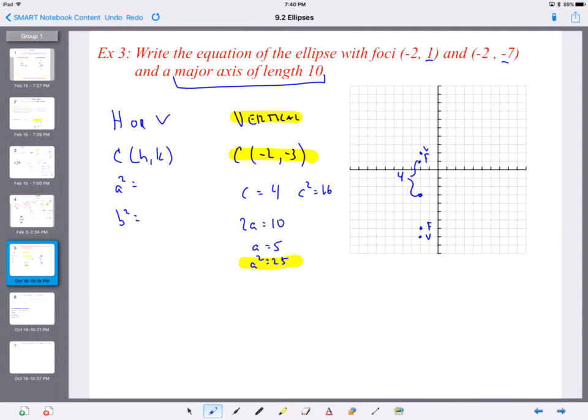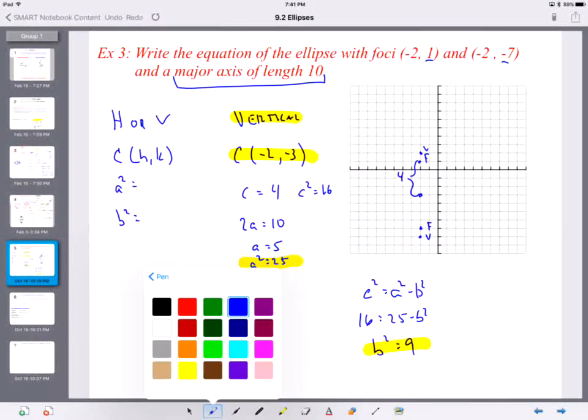Even though that's not part of the equation, we have the relationship that c squared is equivalent to a squared minus b squared. So this is normally what we're trying to find, but now we have c squared, we know it's 16, a squared is 25 minus b squared. So what is b squared going to equal? 9. 25 minus 9 is 16. So now we actually do have the 4th piece of information.